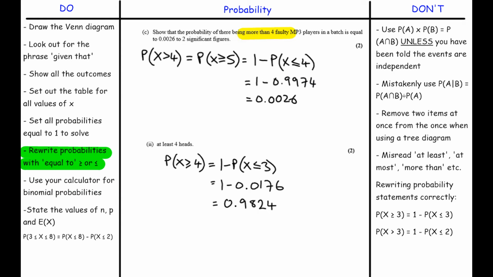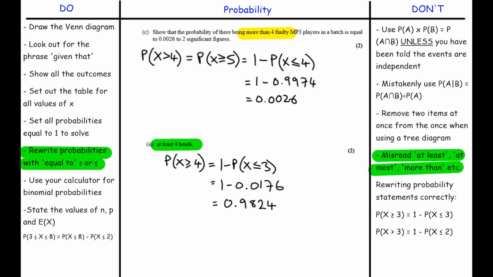Okay, once again, rewriting those probabilities into a form that we want. But more than that, we need to make sure we're reading these phrases correctly, all right? More than 4 means that 4 is not going to be included. So for some of these terms, at least, at most, and more than, just take a second in your head to make sure that you've interpreted them correctly. At least 4 heads. This time round, the 4 is going to be included. So at least versus more than, make sure that you're interpreting those correctly.